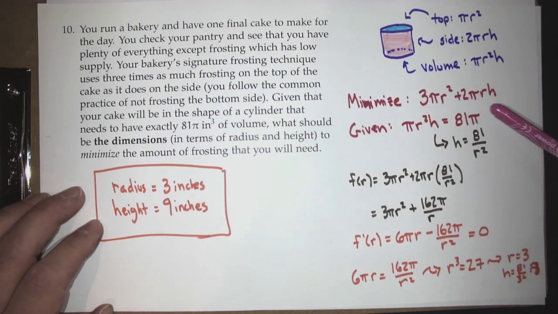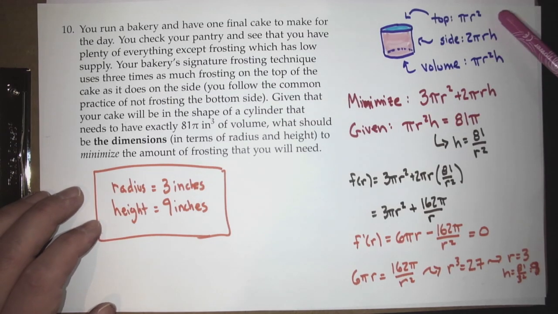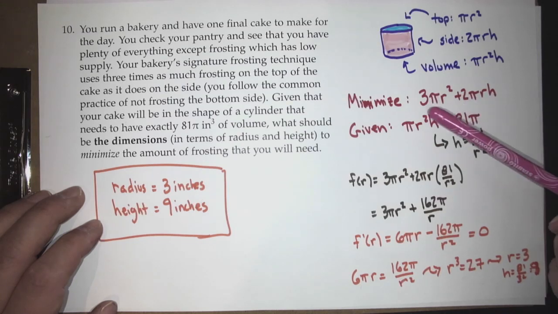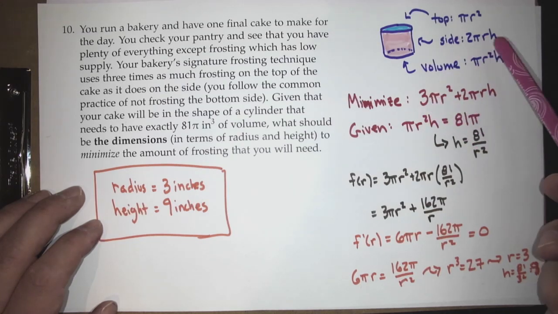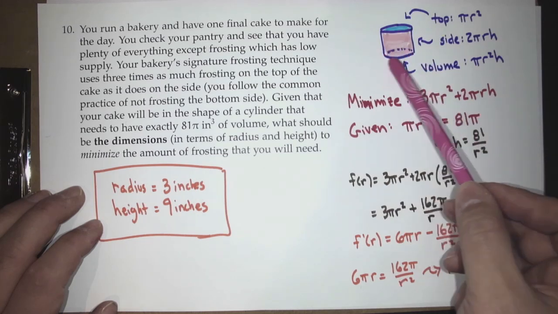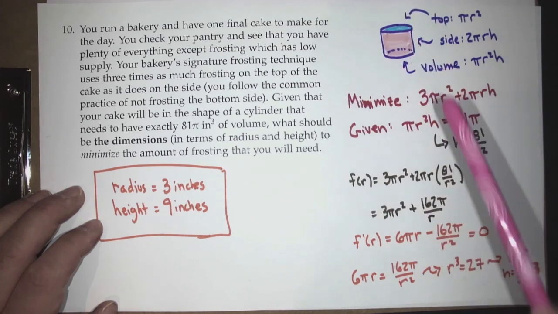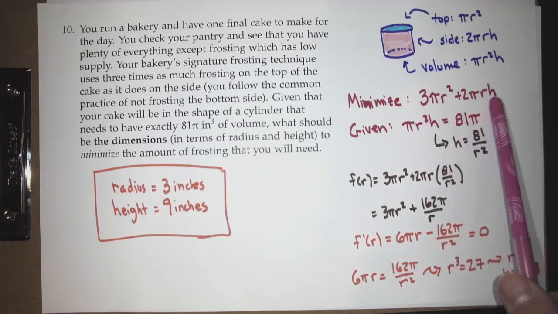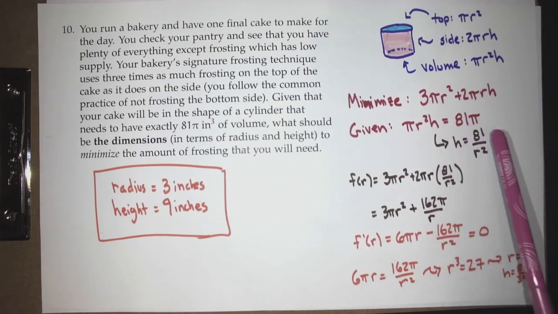So we're trying to minimize frosting. We say, well, the top of the cake, you need pi r squared. You need 3 times as much as the side. So 3 times the area of the top plus the area of the side. So the side is the circumference of the circle, 2 pi r, times the height. So we are minimizing this expression, given pi r squared h equals 81 pi.